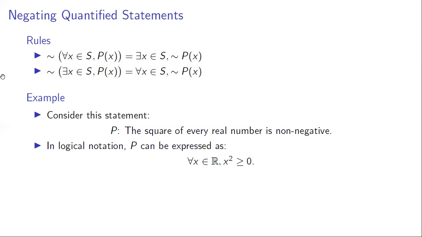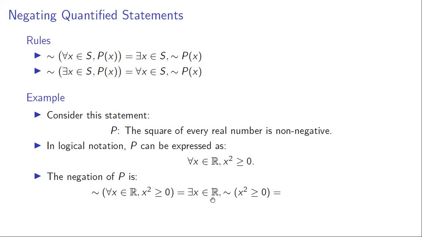Suppose now we want to find the negation of P. The negation of P would be not for all x in R, x squared is greater than or equal to 0. But now, using the first rule on the top here, we can simplify this further. So this becomes there exists an x in R such that not x squared is greater than or equal to 0. And what does it mean to say that it is false that x squared is greater than or equal to 0? Well, that is saying that x squared is less than 0. So the negation of P is this: there exists an x in the real numbers such that x squared is less than 0.